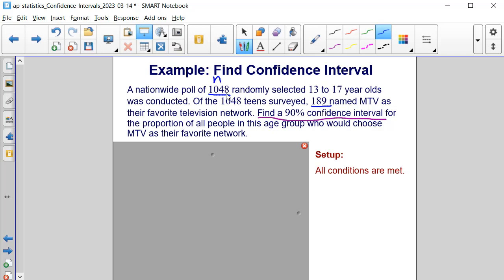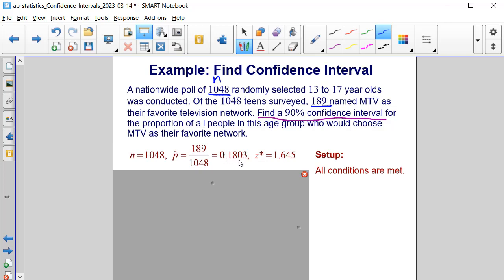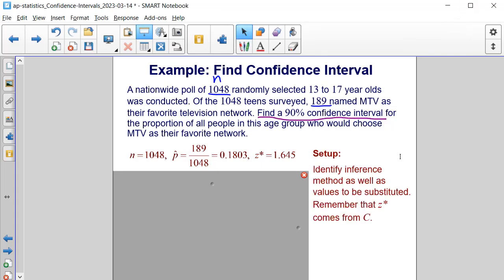So we have N as 1,048, and then for our sample proportion, we're going to divide 189 by 1,048. And that ends up becoming 0.1803. And then because our confidence interval is 90%, our Z star value is going to be 1.645. While still within the setup step of our four-step process, we have to identify the inference method as well as the values to be substituted.